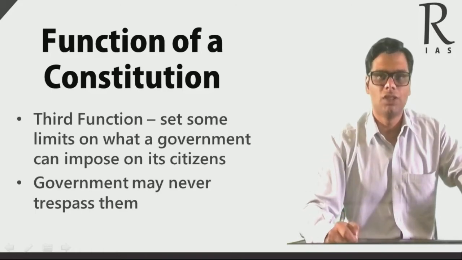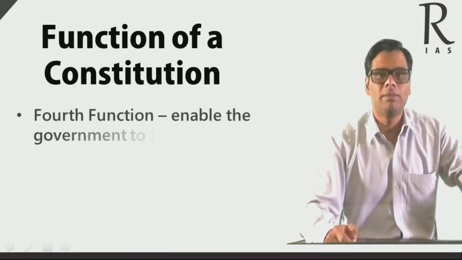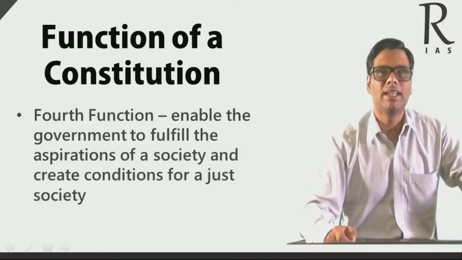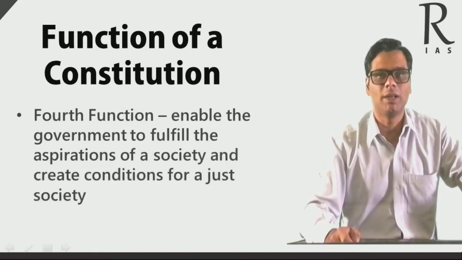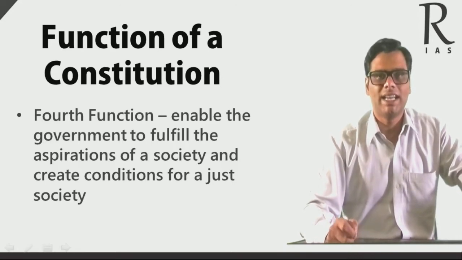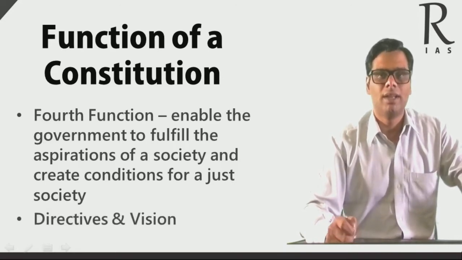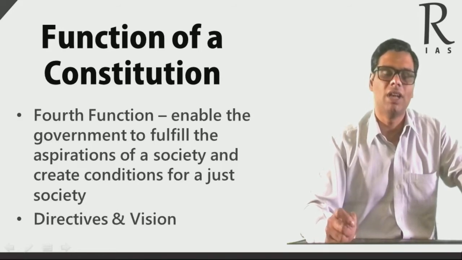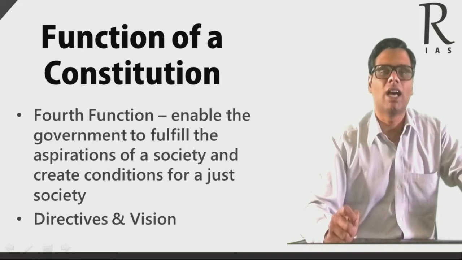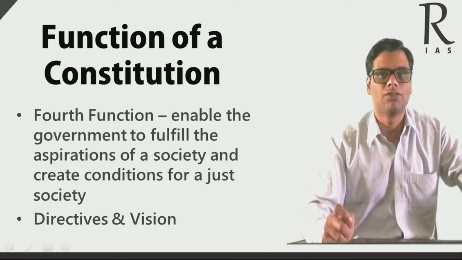The fourth function of a constitution is to enable the government to fulfill the aspirations of a society and create conditions for a just society. Although not always justiciable, some principles are enshrined in the Constitution that talk about the direction we should as a society go towards. These principles are called the directive principles of state policy.